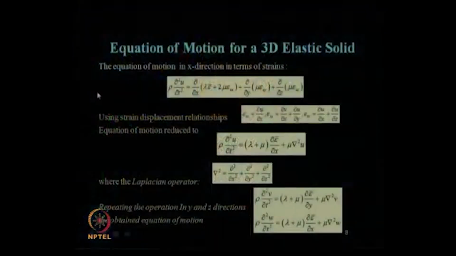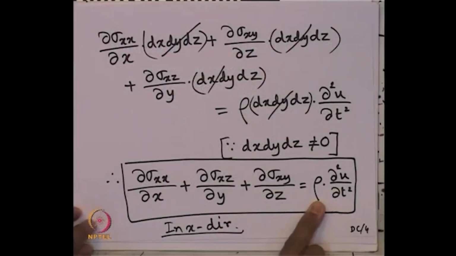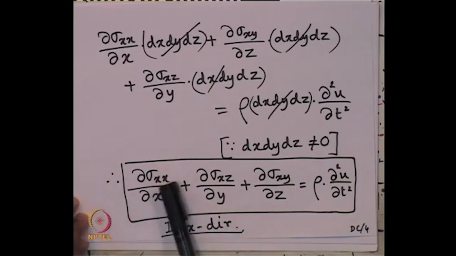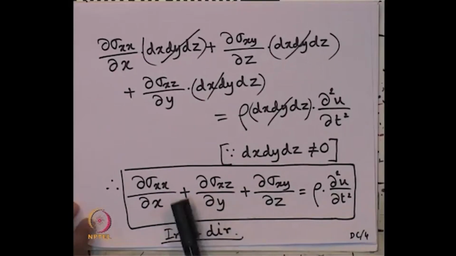Now, let us see how we can solve the equation of motion for a 3-dimensional elastic solid. The basic governing equation of motion we have already derived. Let us take only one direction, say the x directional equation first. What was the x directional equation? That was rho times del square u by del t square. Let us go back and look at the equation once again in this slide. So, rho times del square u by del t square equals this parameter. Now, let us express all these stresses, the normal stresses and shear stresses, in terms of strain and the moduli, or through the Lame's constants.